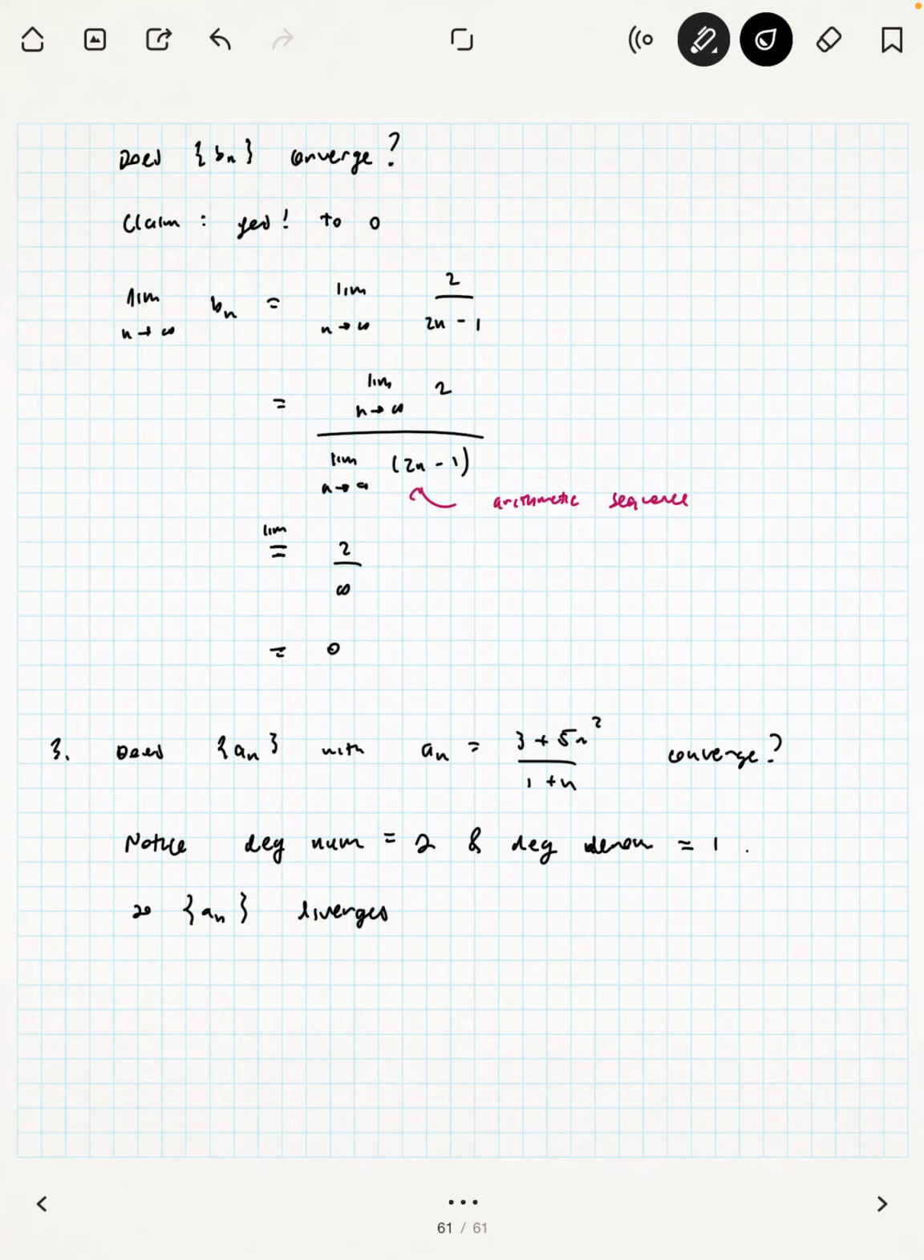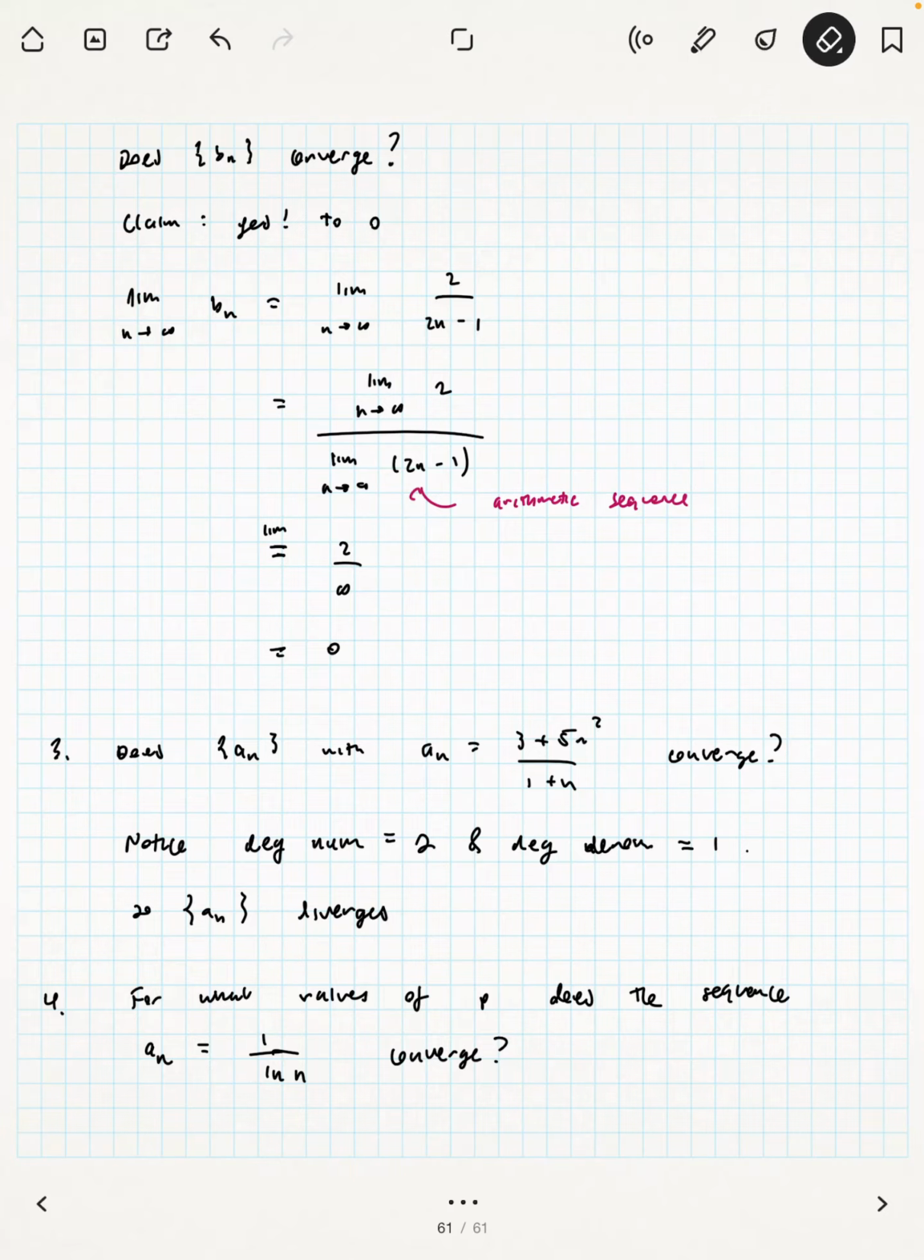Example 4. For what values of p does the sequence a sub n equals 1 over n to the p ln of n converge? Oh, sorry, n to the p.